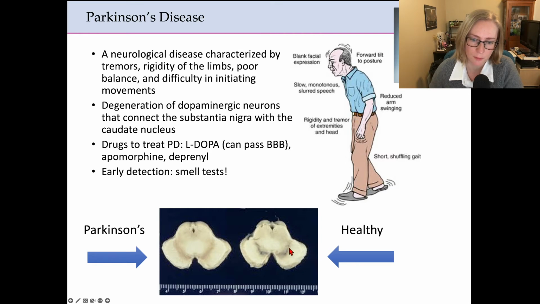But this right here would be the substantia nigra, where my red cursor is. So you can see that it actually appears black. In a Parkinson's patient, those dopaminergic neurons and cells are degraded, degenerated, and barely there anymore. So no longer that nice black dopamine-filled tissue.